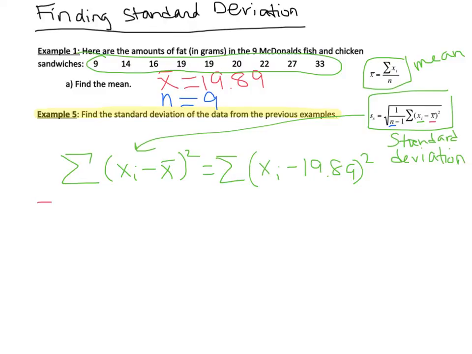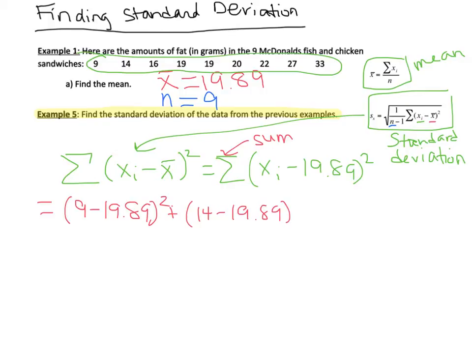So for our first value here, we are going to do 9 minus 19.89, squared. And remember, this means the sum. This is sigma notation. Then we're going to add to that 14 minus 19.89, squared, and we keep on doing this with all of the values.